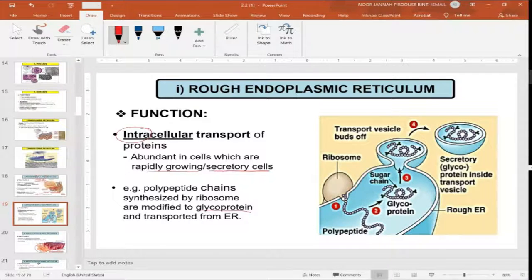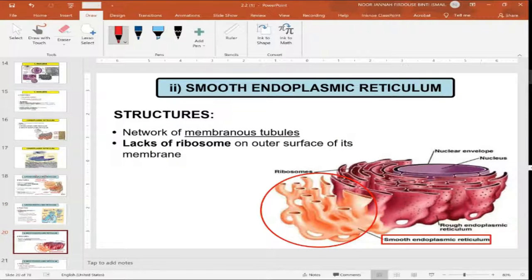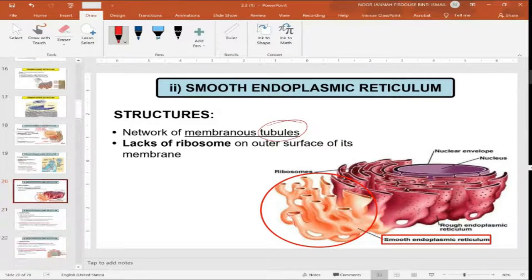So glycoprotein is the combination of glyco, which is the carbohydrate, and protein. So campur, jadi kita panggil glycoprotein. Smooth ER is a tubular, lebih berbentuk silinder. Kalau kita nampak perbezaan, tengok gambar pun nampak perbezaan. Ini flattened sac. RER flattened, but the smooth ER is more tubular. They are lack of ribosome. Tak ada ribosome. Lack of maksudnya tak ada, not present.